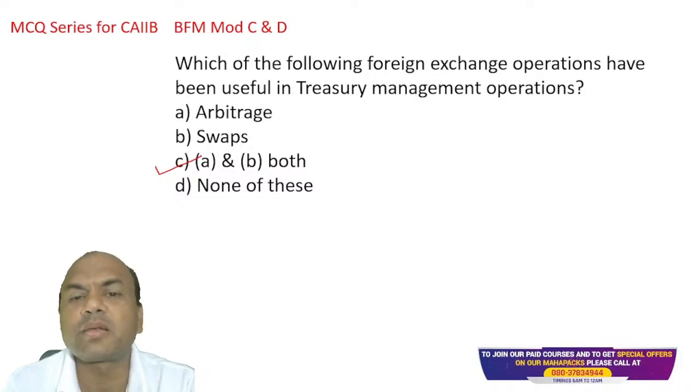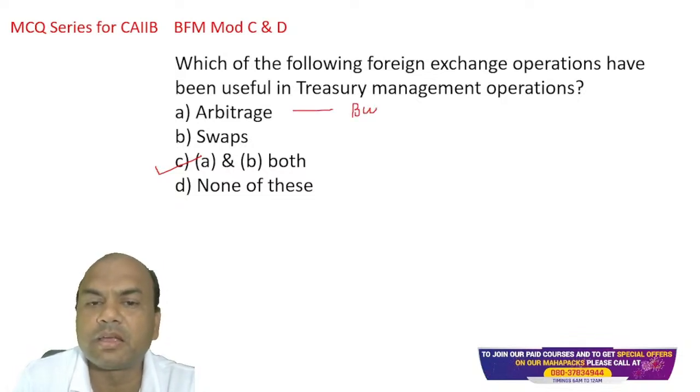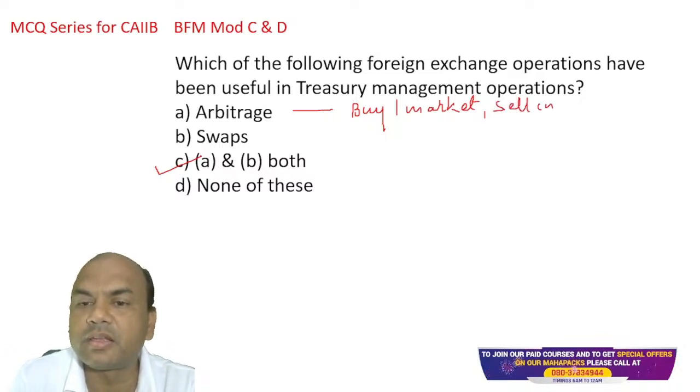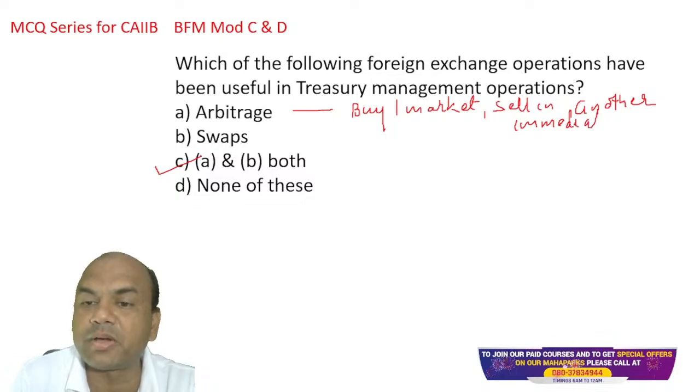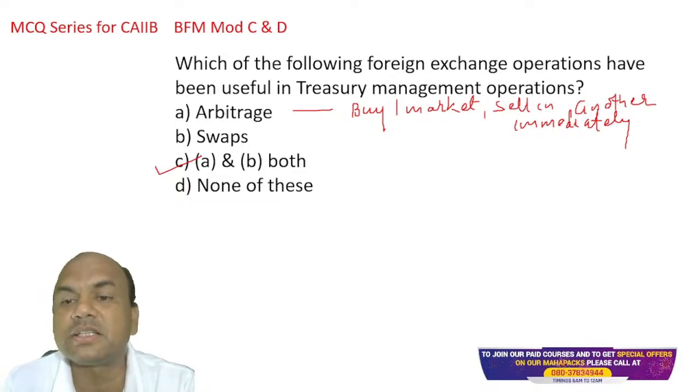What is arbitrage? Arbitrage is basically buying in one market and selling in another immediately. The very important term is immediately, because everyone does the same thing. Buy somewhere and sell somewhere, that's business. But immediately is the important part.